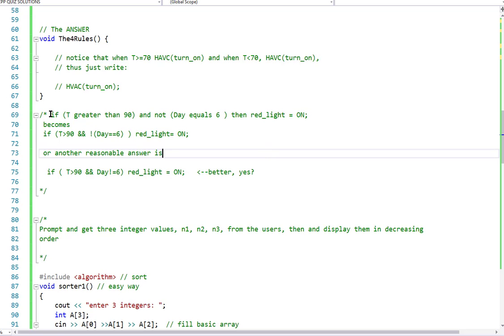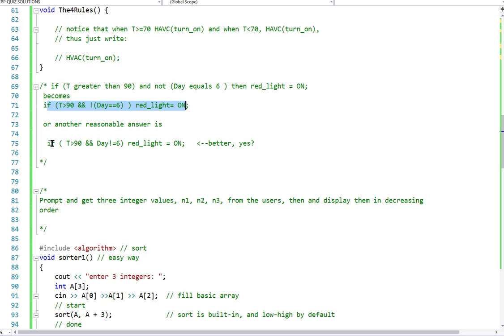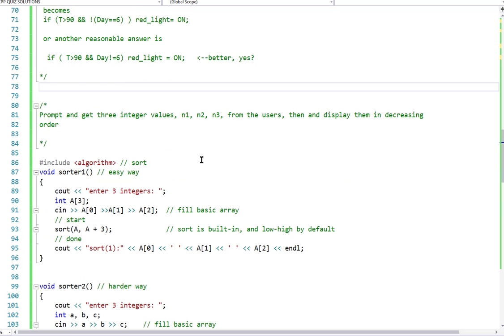This is just a quick question. It's for the 101 class, really, to see if they can convert problems in English language to a C++ language. And another reasonable answer is T could be greater than 90 and day is not equal to 6. Turn the red light on. And I said maybe that's better to look at than the first one. Next is a bit trickier.